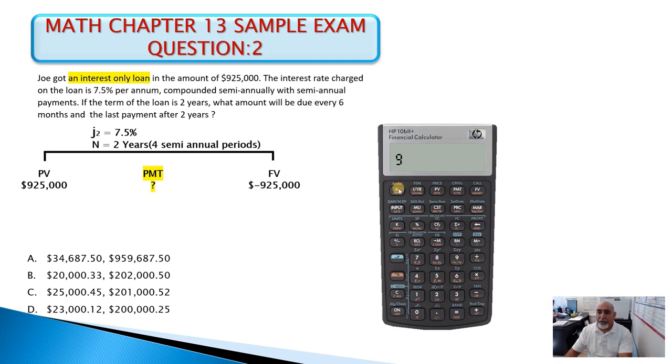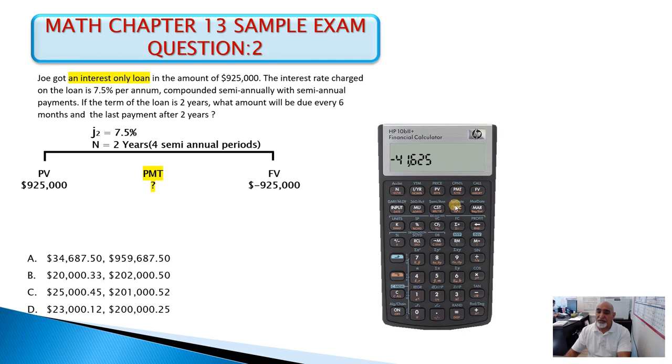Done. N is for interest-only loans. Sometimes they don't give you N. I like to just put in 1 for N. It doesn't matter. I can put in 4 for N. It doesn't matter. It'll be the same answer. PV is 925. FV is same 925 with a negative, and payment comes out to be 41,000. 41,000 every 6 months. Okay. Now, let's see if I change N to a 1.